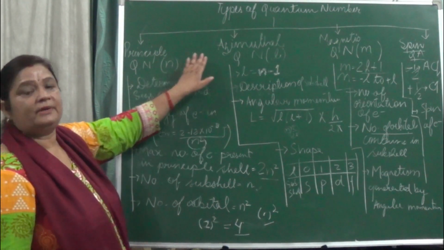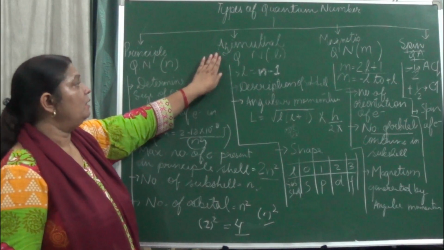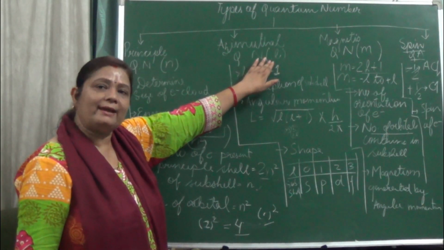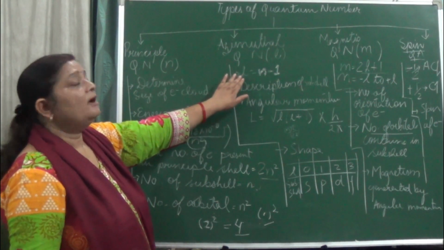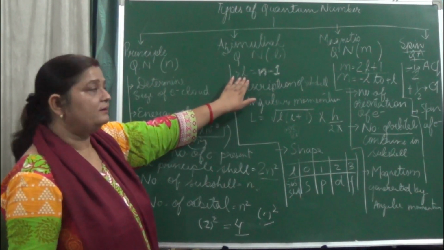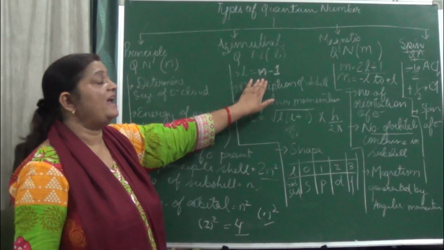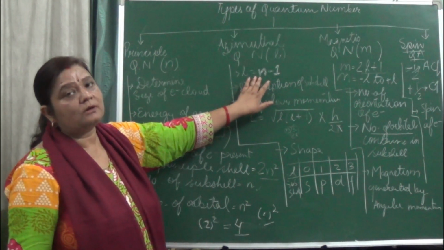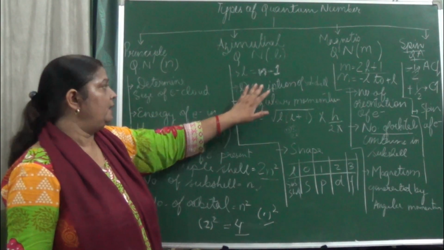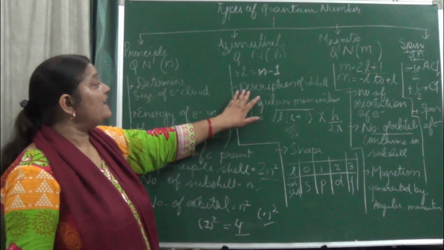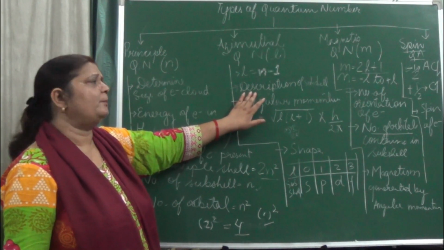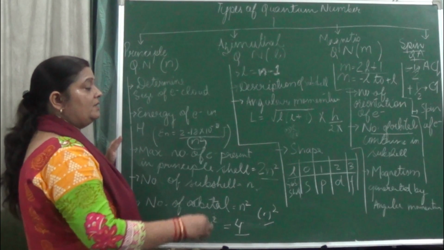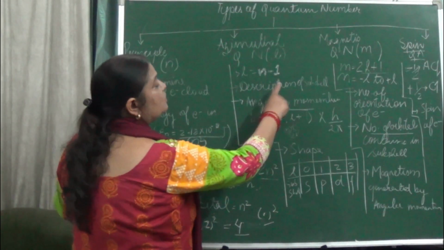Next, coming to the azimuthal quantum number. The azimuthal quantum number is represented by the small letter l. The formula to calculate it is n minus 1, where n is the principal quantum number or the energy shell. Now, it tells all the descriptions about the subshell. How does it tell about the description of the subshell?